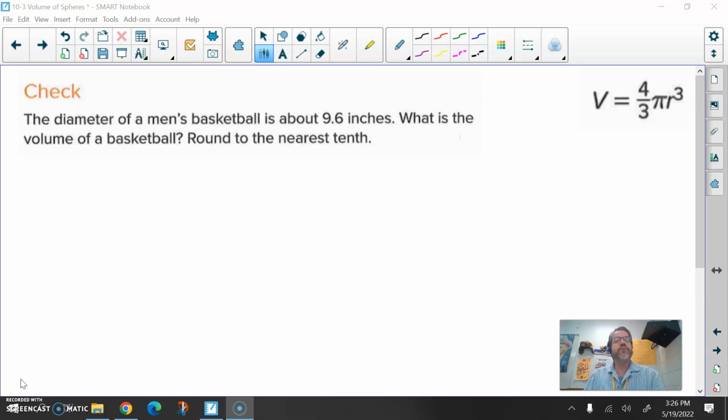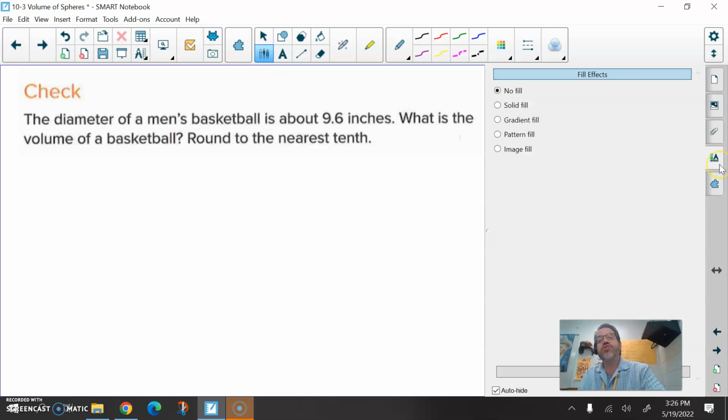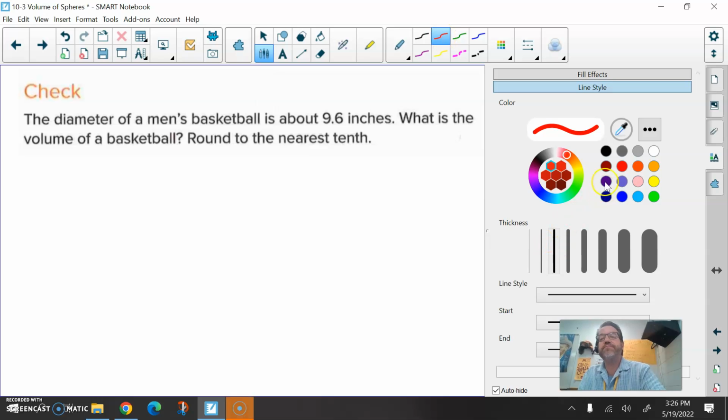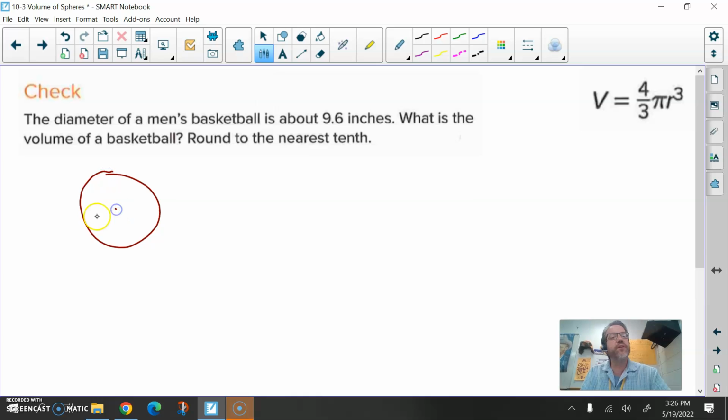We are told that the diameter of a men's basketball is about 9.6 inches. Now we know a basketball is in the shape of a sphere, and so I'm just going to go ahead here and draw a sphere. You wouldn't need to draw the sphere, and as you can see, I'm not drawing it very neatly. It has a diameter of 9.6 inches. Now that diameter means it goes all the way across the sphere, okay? So this measurement here is 9.6 inches.